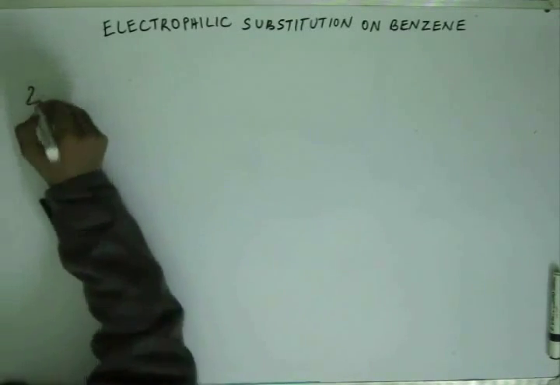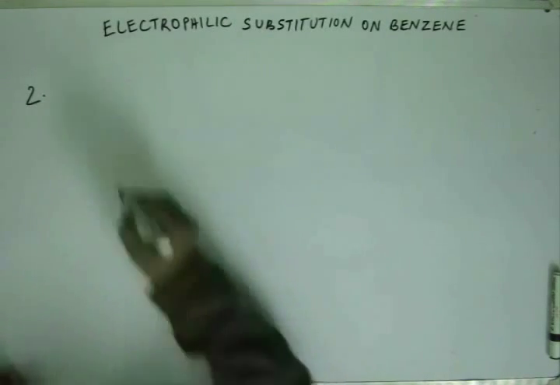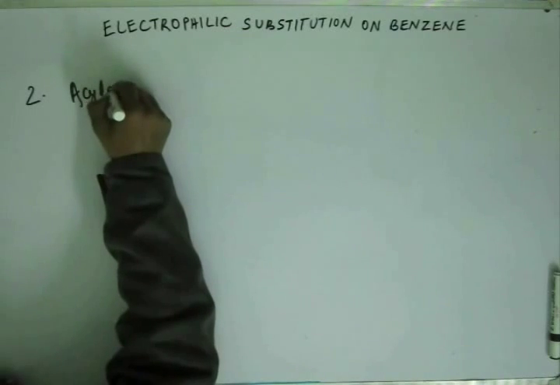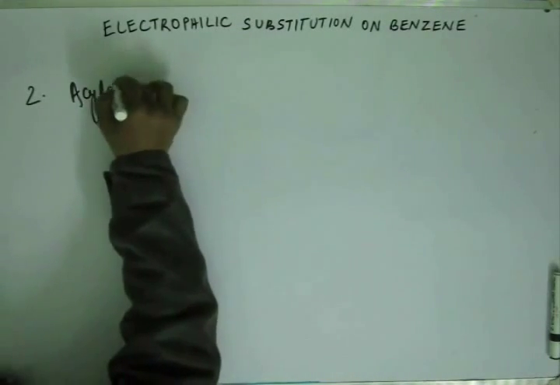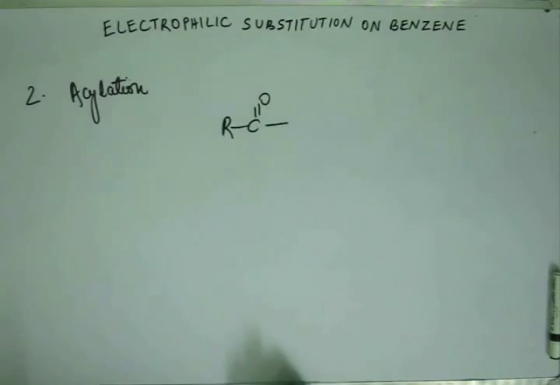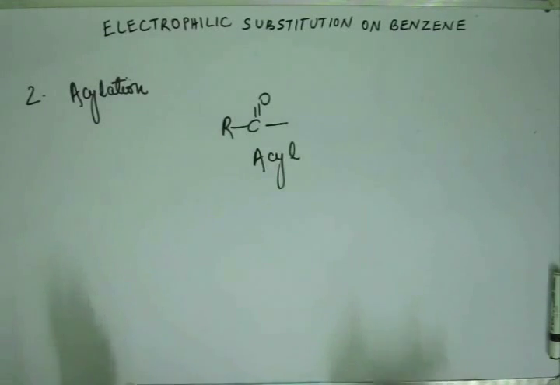Now the second reaction in the list is Friedel-Crafts. Friedel-Crafts, I mean, he was a scientist, so the reactions are named after him. Friedel-Crafts acylation. The second reaction is acylation. This group is the acyl group. When this group gets attached to benzene, that is called acylation.